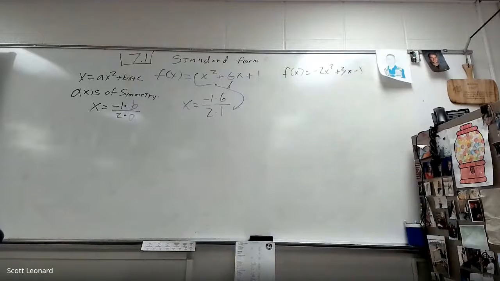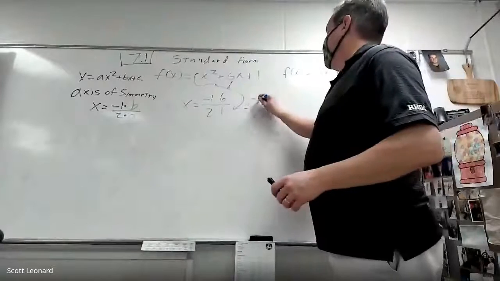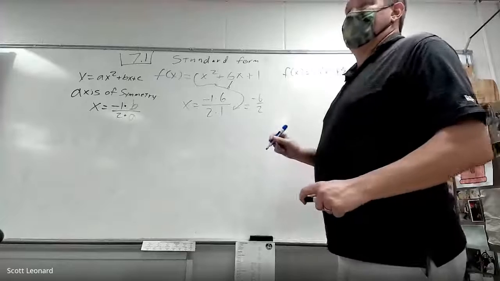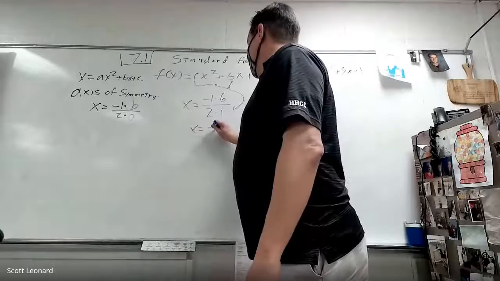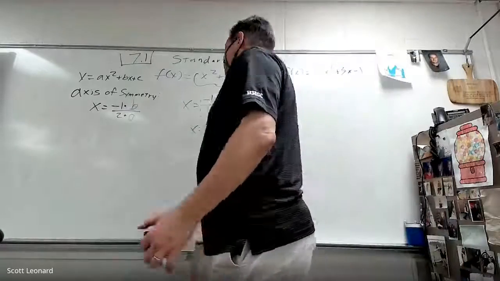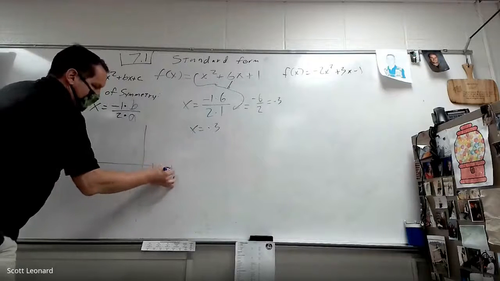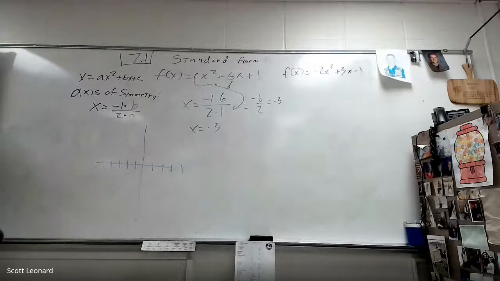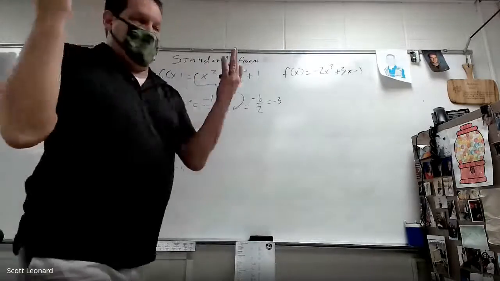We got a number. Okay, so -1 times 6 is -6, 2 times 1 is 2, -6 divided by 2 is -3. All right, so I got x equals -3 as my line of symmetry. So when I go to graph this, by my xy axis, when the x value is -3, I'm going to have an imaginary line splitting the parabola in half.